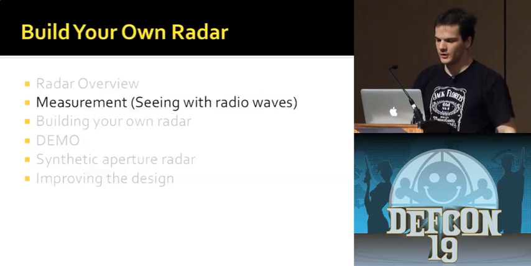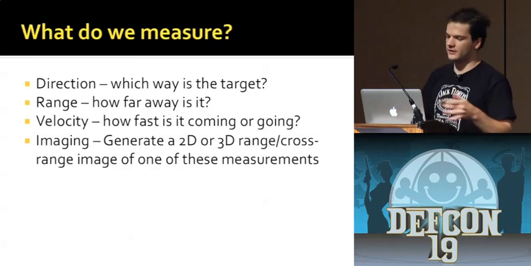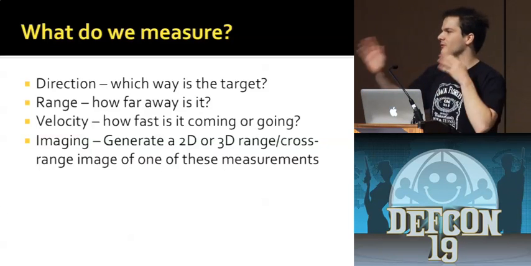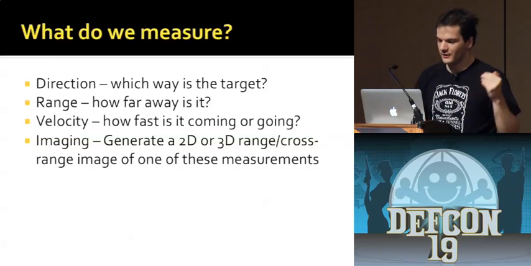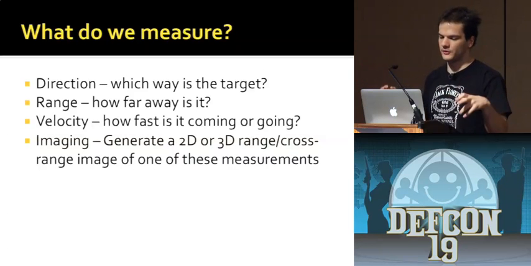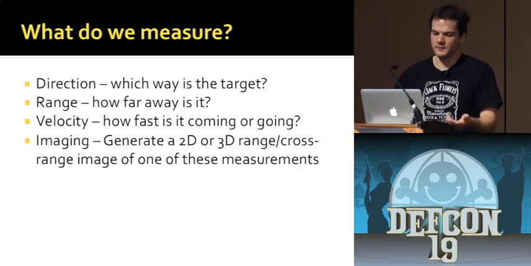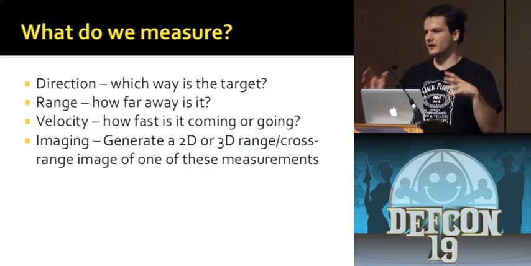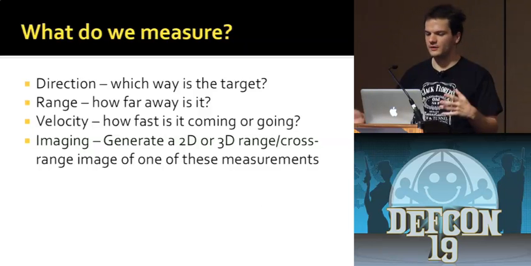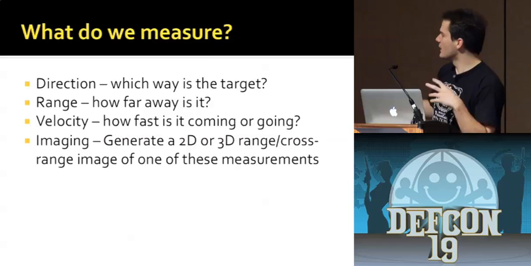So let's talk a little bit more about what we can measure here. Like I said before, there's a couple things that we're talking about. Direction is, if I have some target, where do I go to get to it? Range is the distance to the target, and velocity is how fast the target is moving. Then we can combine all these things into basically imaging. We can use various techniques to generate a 2D or a 3D picture, in what I'm calling the range and cross-range domain of one of these measurements.